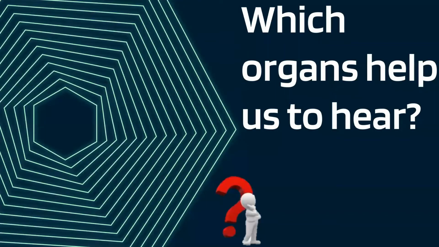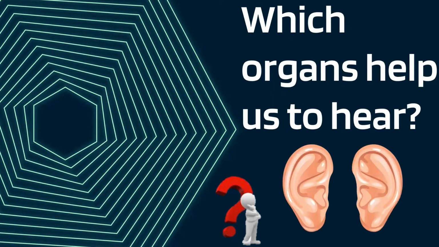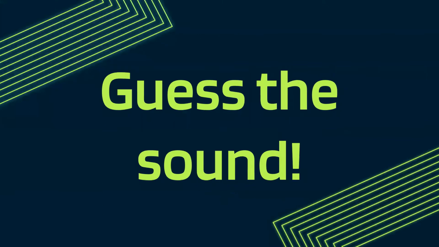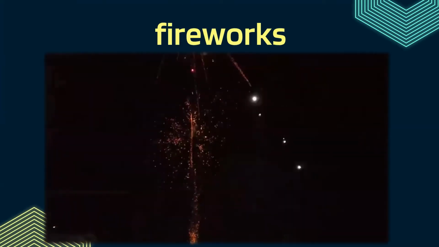So, now which organs help us to hear? Can you tell me which organs help us to hear? Is it the eyes, the nose, the mouth, or the ear? If your answer is ears, yes, you are correct. Now, let's use our ears to guess the sound. What sound is this? What sound is that? It's a sound from fireworks.